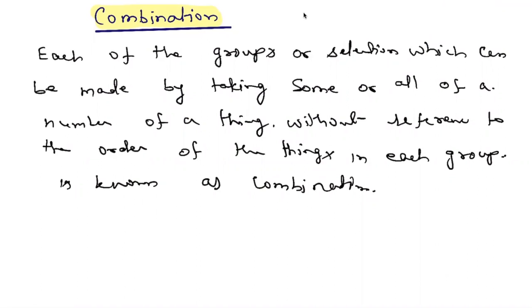So when we were studying permutation, the order was important. You have to select them and then arrange or rearrange them, right? But in combination, only the selection process will be there. Only we have to select these things, only the selection part, not the arrangement part.